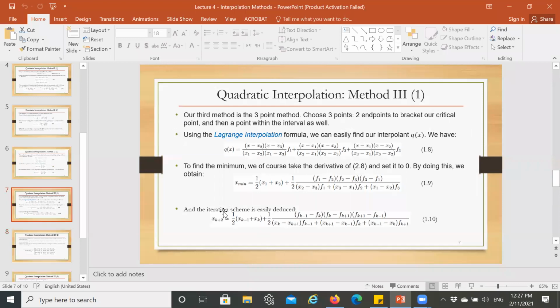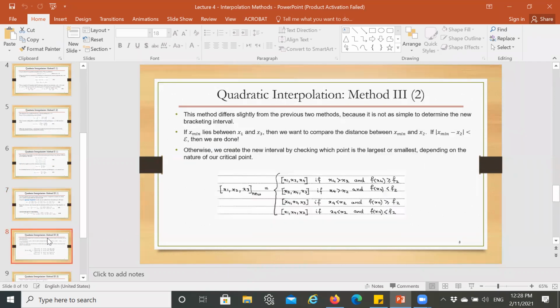One more thing. As I told you over here, you find the next point, and based on that, you decide how to discard some part of the interval. Well, the thing over here is that you cannot use the same approach as you used in methods 1 and 2, the elimination methods. It's a bit more complicated.